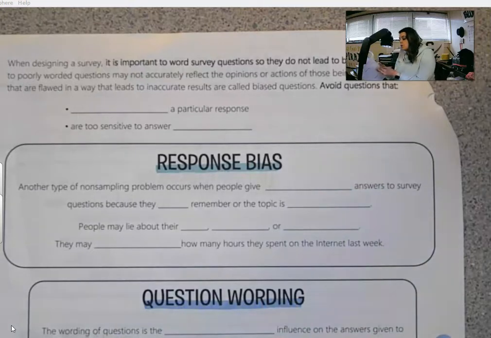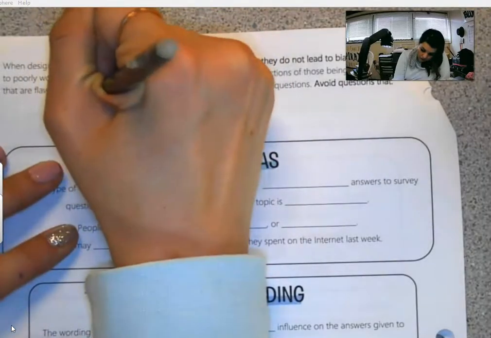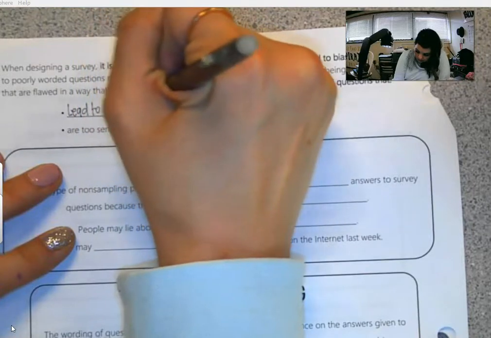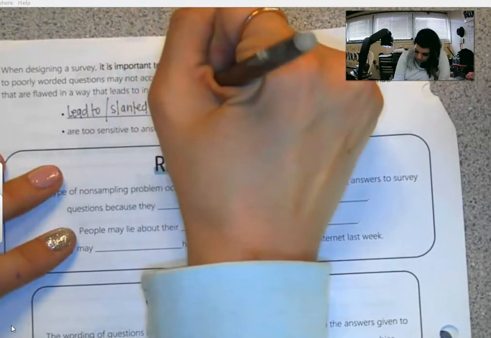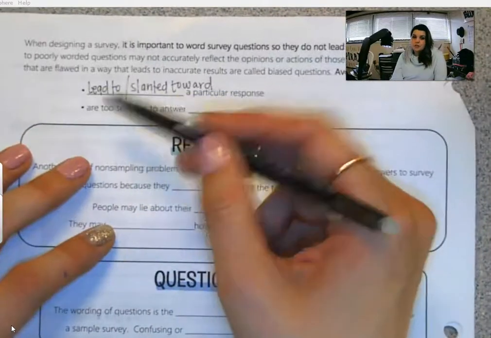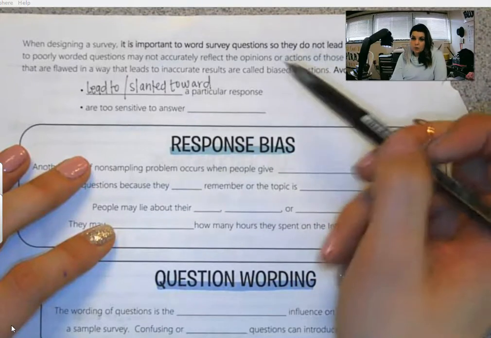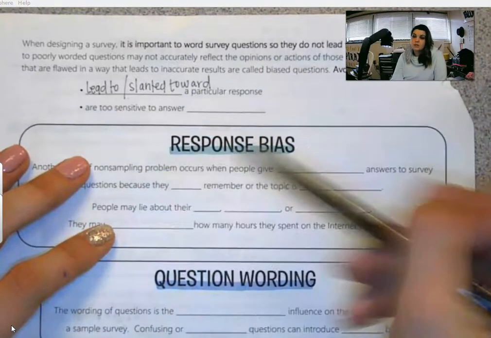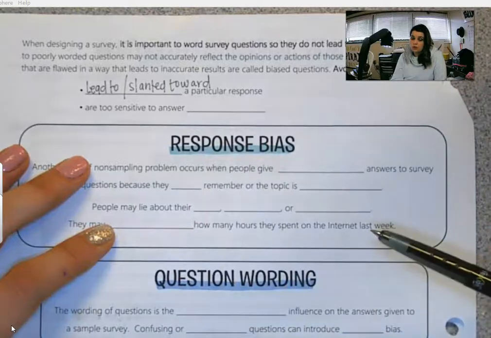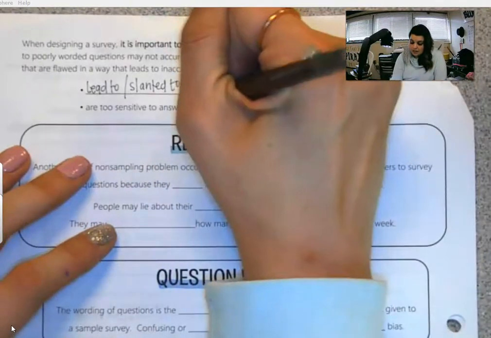So we always want to avoid questions that are lead to, or slanted toward a particular response. You want to avoid questions that are worded to motivate you to answer in the way they want you to, or that lead you to come to the same conclusion or the conclusion they want you to. You also want to avoid questions that are too sensitive to answer truthfully.